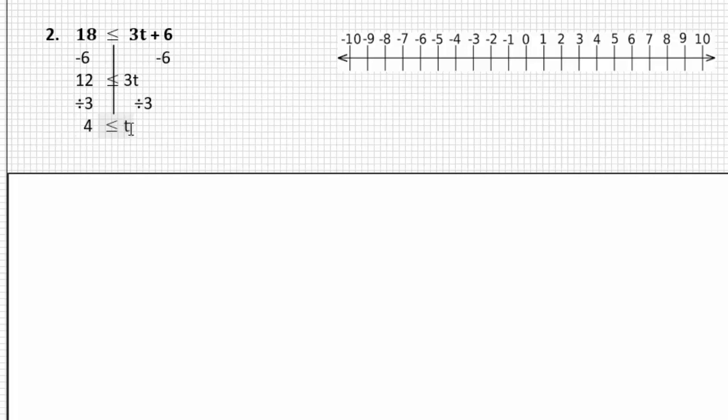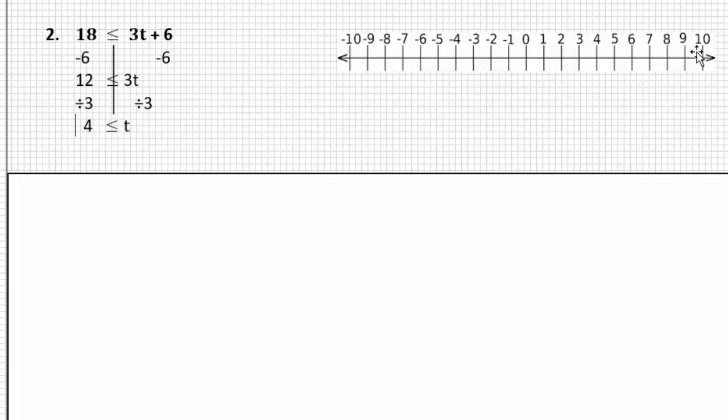equal to t. So, this one we have to be careful because our variable is on the right. So if we look at it, the opening is towards the variable. So if I wanted to read it this direction, I'd say t is greater than or equal to 4. Remember that Pac-Man, it eats the larger number. So it's open towards t, so t is greater than or equal to 4.